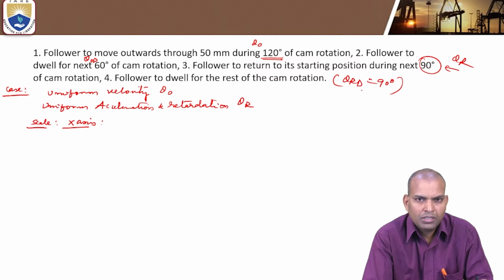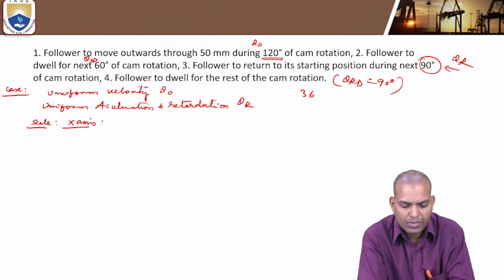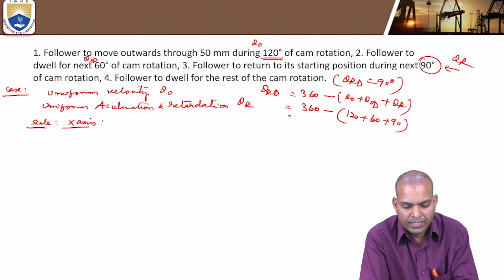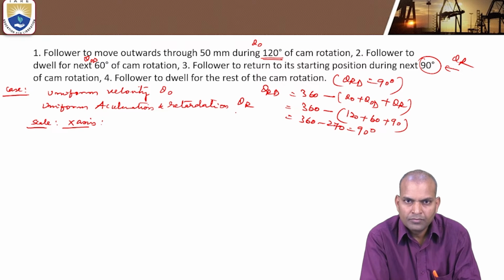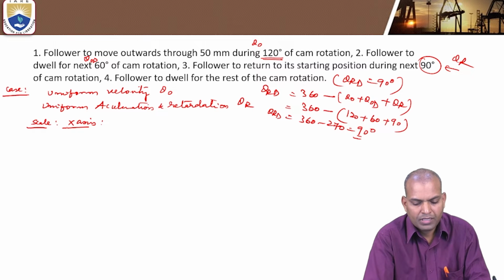How does 90 degrees come? For one rotation of the cam it makes 360 degrees. So 360 degrees minus the sum of the outstroke, dwell and return stroke angles gives the return stroke dwell, that is 360 minus theta O, 120 plus 60 plus 90, so 270. 360 minus 270, that is 90 degrees. So this theta RD is 90 degrees.